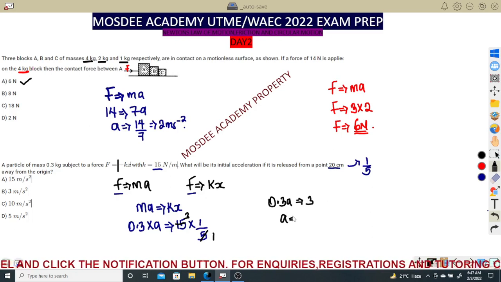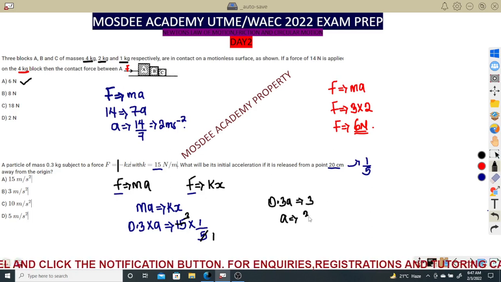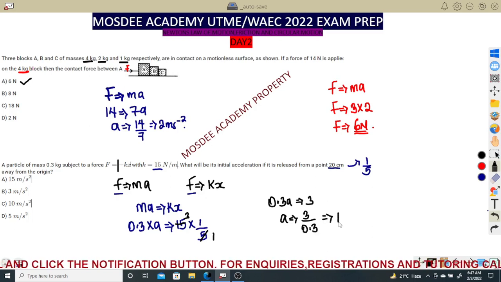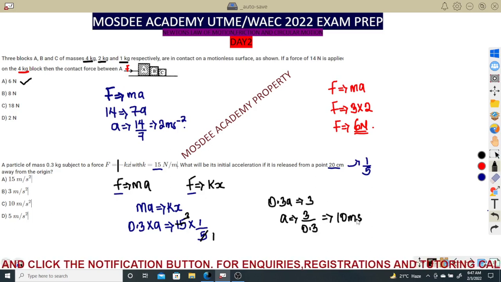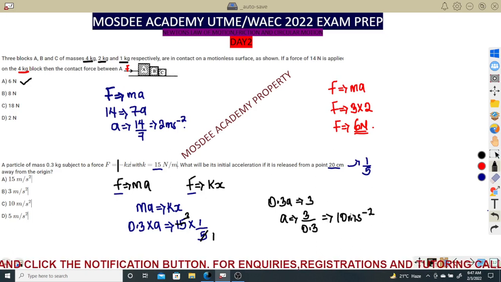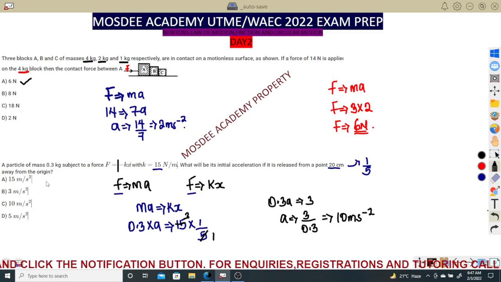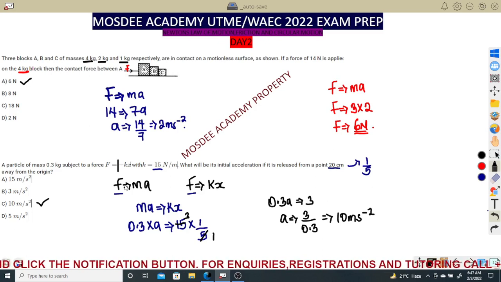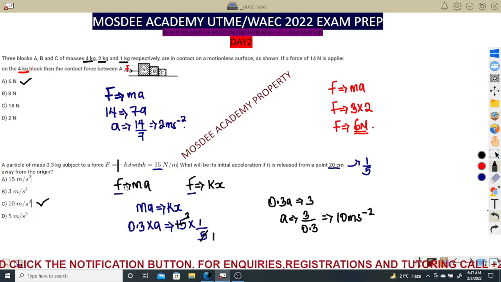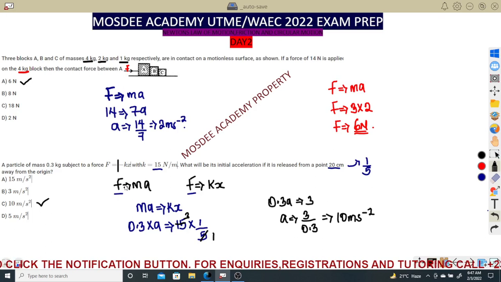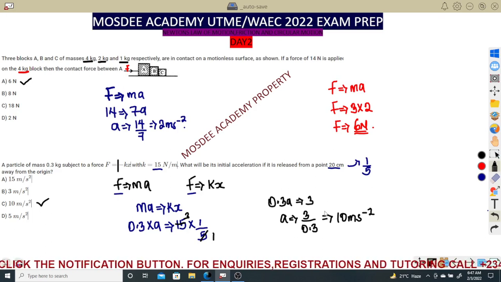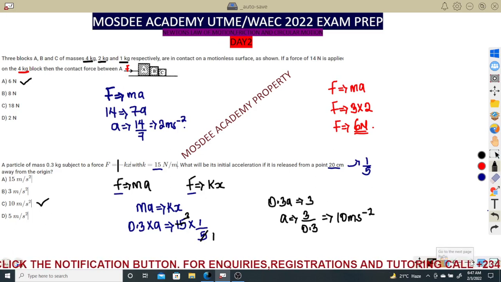By making A the subject of the relation, say 3 divided by 0.3, and that should give us 10 meters per second squared. So that is the answer for the second question. And I think that is choice C, which is also not difficult. So the concept we are doing so far is the concept of force acting on the body is equal to the product of mass and the acceleration of the body.